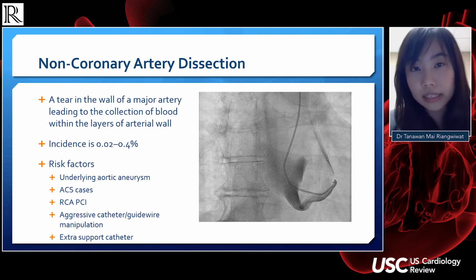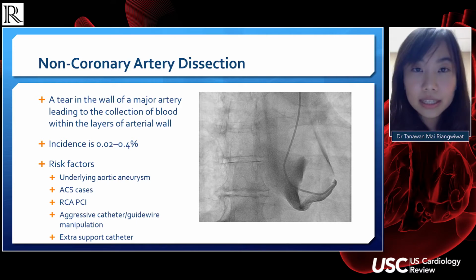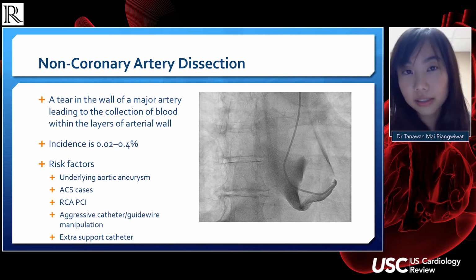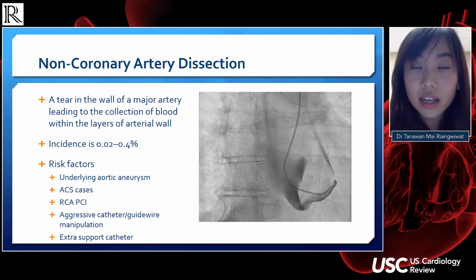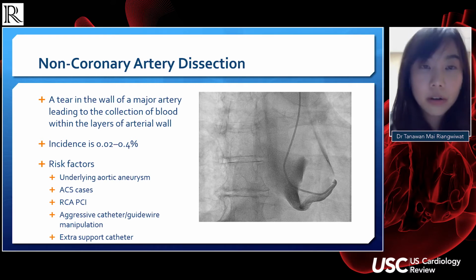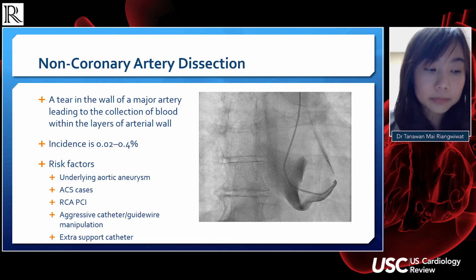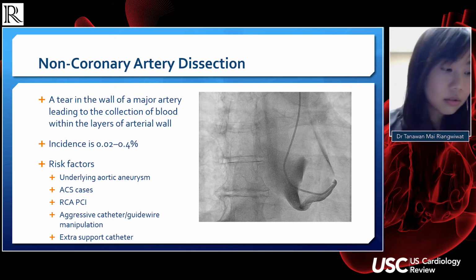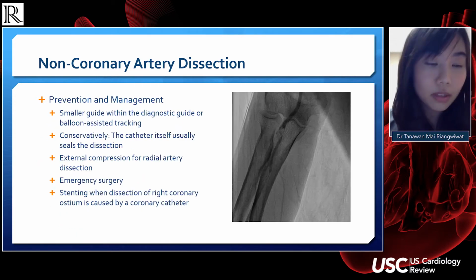The next complication is non-coronary artery dissection. It could be a radial artery dissection, or it could be an ascending aortic dissection, as you see in the picture. The risk factors for ascending aortic dissection are an underlying aortic aneurysm, acute coronary syndrome, or an intervention to the RCA. For radial access, using aggressive catheter or guide manipulation can also increase the risk of aortic dissection.